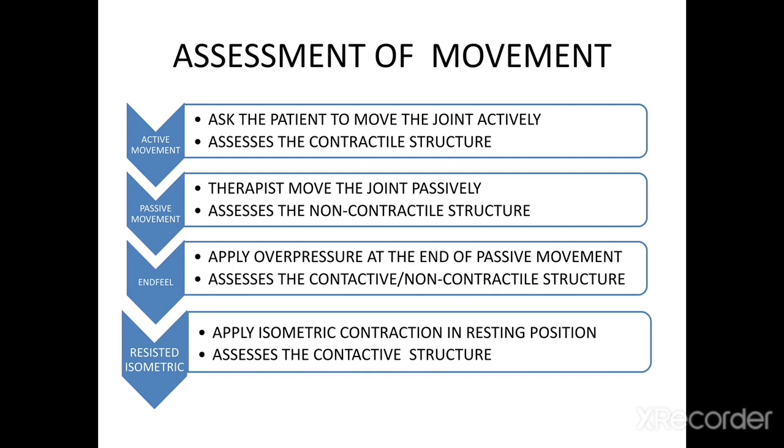Another important assessment part is the end feel. At the end of the passive movement, we give a slight overpressure, and the quality of feel is experienced by the therapist, which will help to identify whether the limitation in the range of motion is because of the contractile or the non-contractile structures. And finally we check the resisted isometric movements, in which we ask the patient to contract the muscle isometrically in the resting position, so that will assess the contractile structures.